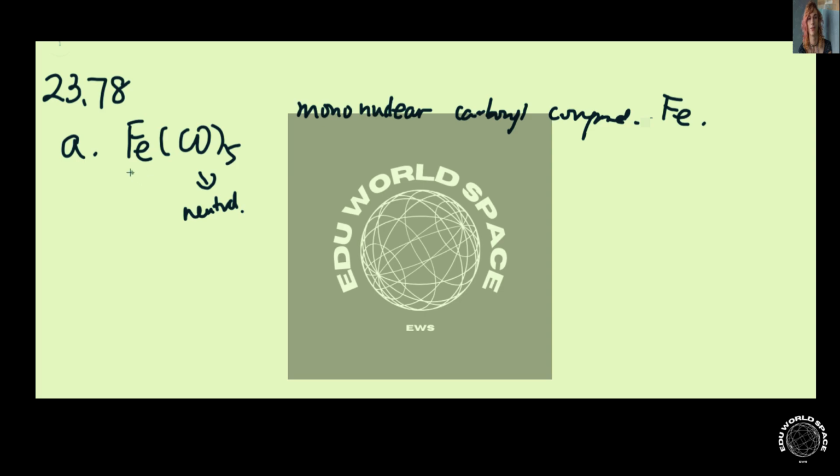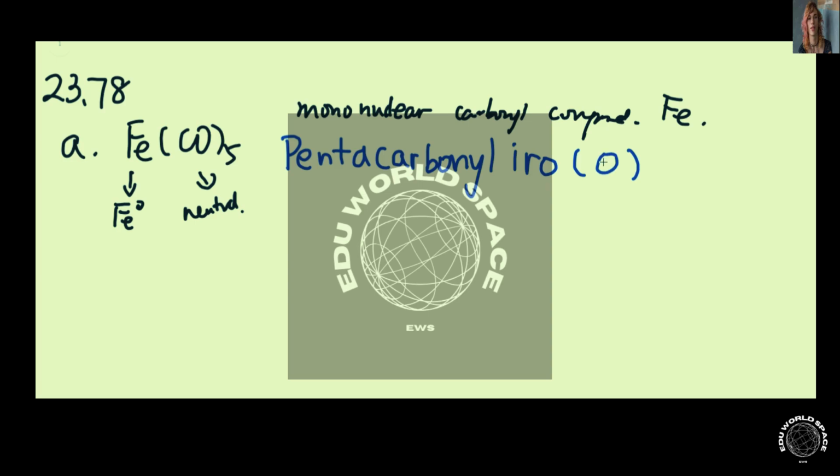Therefore, the oxidation state of the iron here will be 0. So the name of this compound would be penta, which means 5. Carbonyl is the ligand. Iron, parenthesis, the charge is 0. That is part A.